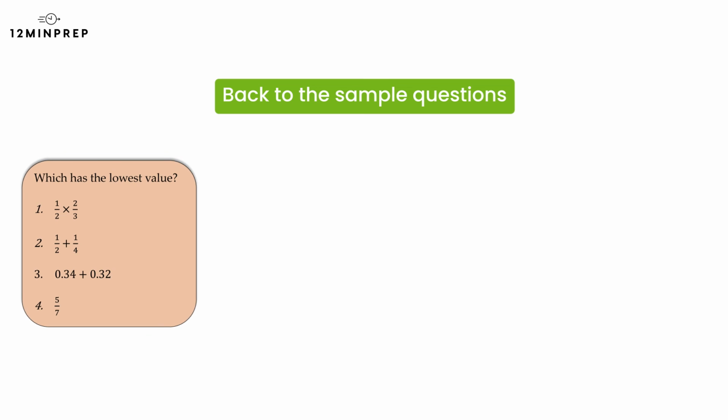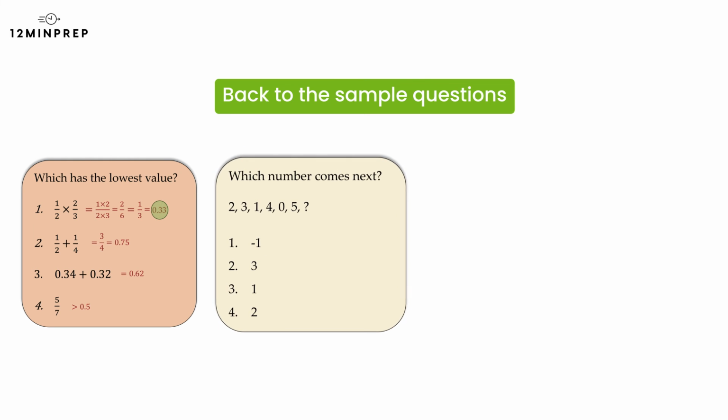Now back to the sample questions. Here we have 3 out of the 9 question types that are seen on the test. The first one is about finding the lowest value. You need to quickly calculate and estimate the size of the fractions in each option. The best way is to convert them all to the same format, for example, decimals.